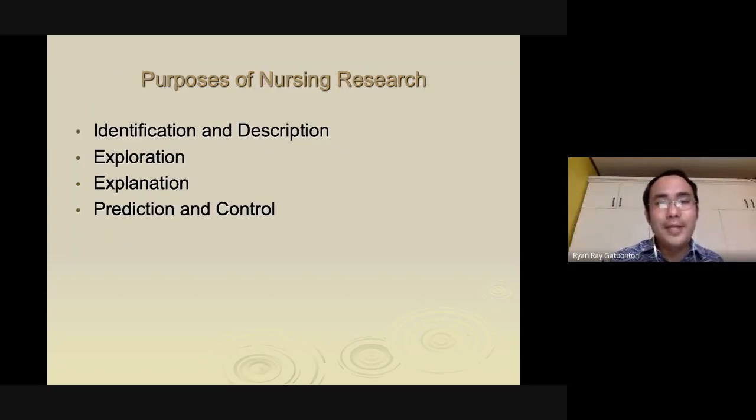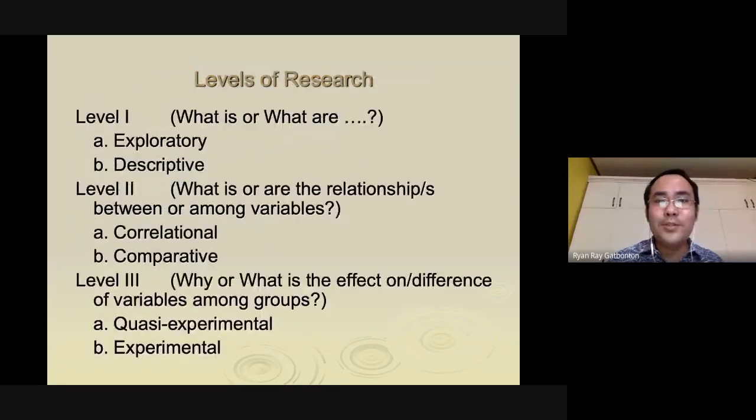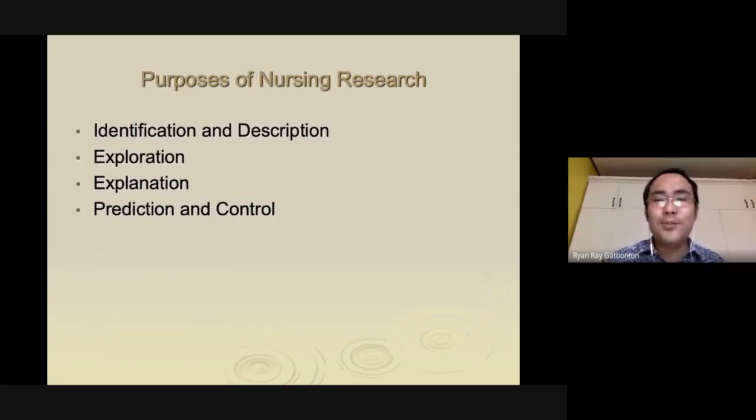Now, nursing research has the following purposes. Number one, to identify and describe: identify what needs to be solved, what needs to be done. Okay? Nursing research is also important for exploration, even explanation, or the best of it, prediction and control.